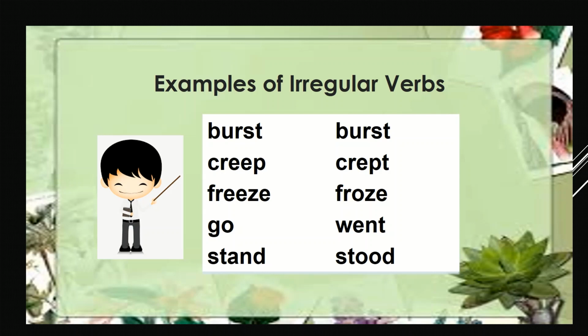Creep, present tense, crept, past tense. Freeze, present tense, froze, past tense. Go, present tense, went, past tense. Stand, present tense, stood, past tense. Look, an irregular verb changes its spelling when transformed to its past form, or it does not change its spelling at all. That is its difference with a regular verb.